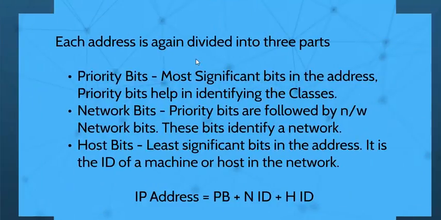A 32-bit IP address or 4-octet IP address contains priority bits, network bits, and host bits. The most significant bit, that is the bit that is present to our left hand side in the address, is called the priority bit. Priority bits help us in classification of the IP addresses. Based on the priority bit, we determine the class of the IP address.